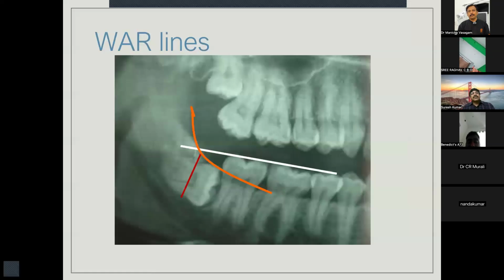What else do you see in the X-ray? There is a simple way of assessing the difficulty index, how difficult it is going to be during removal. One is known as war lines. War lines is named because of the colors which they use to draw these lines: white line, amber line, and red line. White, amber, red. So that's why they are known as war lines.